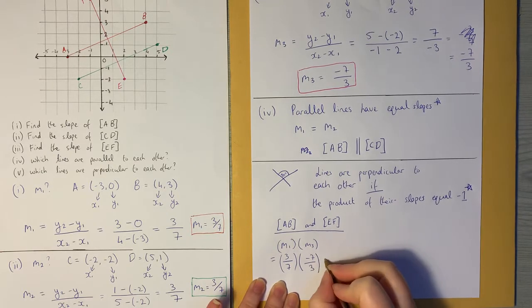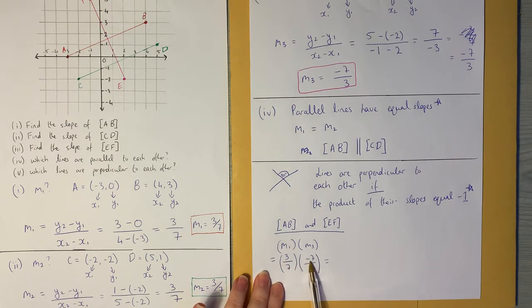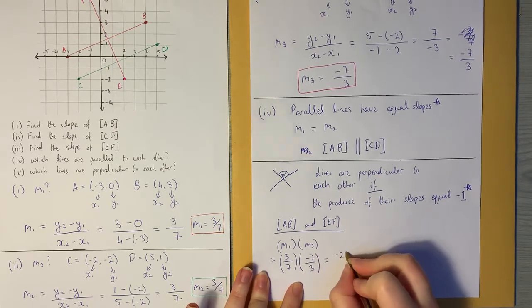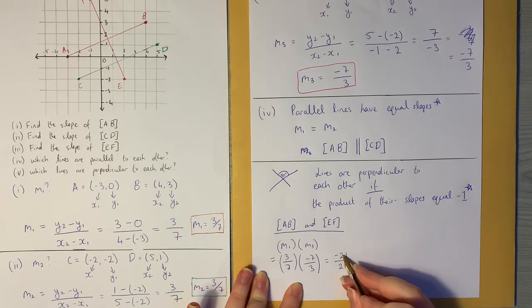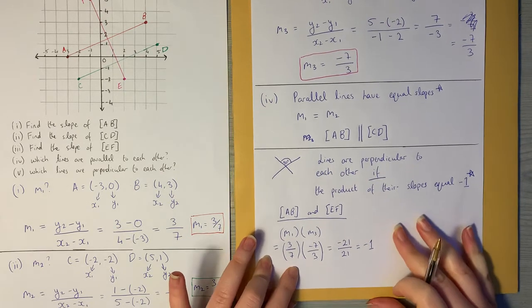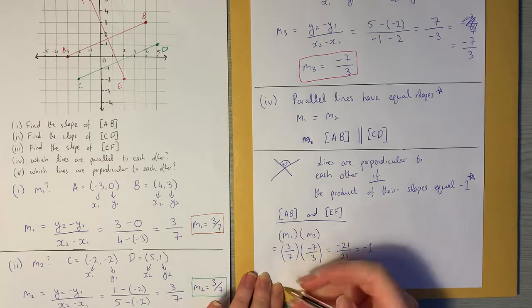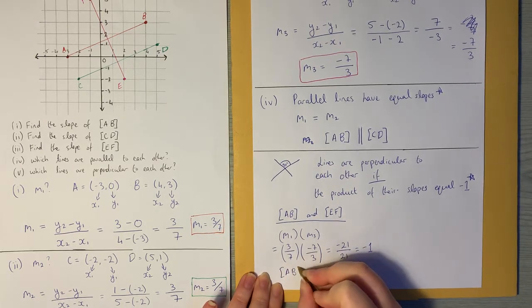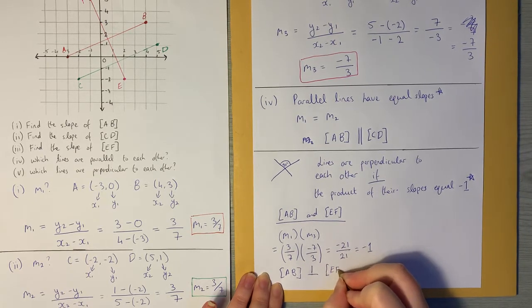Okay. Now I did a video on multiplying fractions, but just as a bit of revision, when we're multiplying fractions, we do top by top. So 3 by -7, which is -21, over 7 by 3, which is 21. Okay, 21 into -21 goes -1 times. All right, so what we've just shown there is that if we multiply the slope of AB by the slope of EF, we get -1. So that means that the line segment AB is perpendicular to EF.